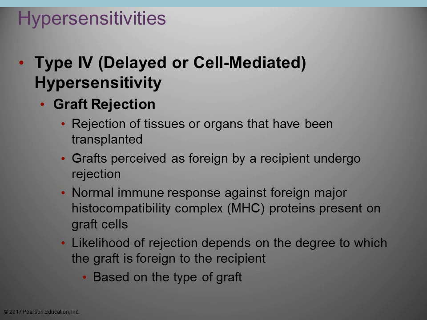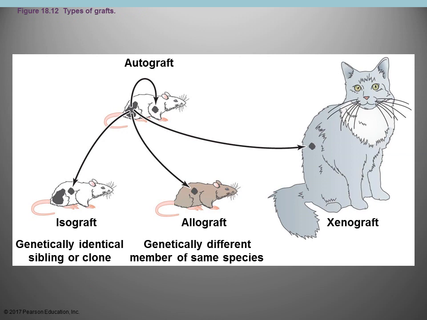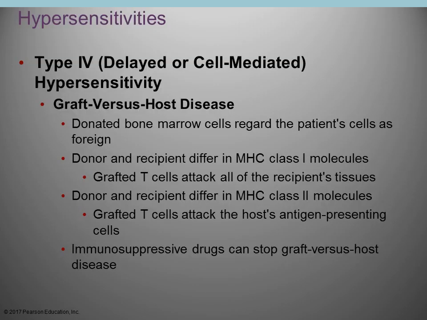How severe or what are the chances of rejection occurring? It depends on the type of graft that is received. This is showing there's 3 different types of grafts. An isograft would be where it's genetically identical. It's a clone. An allograft is where it's genetically different, but it's at least from the same species. And then a xenograft is where it's from a completely different species.